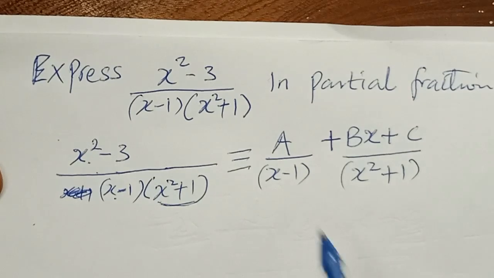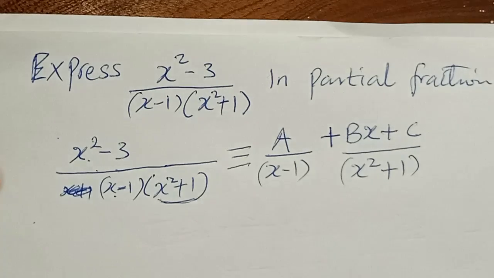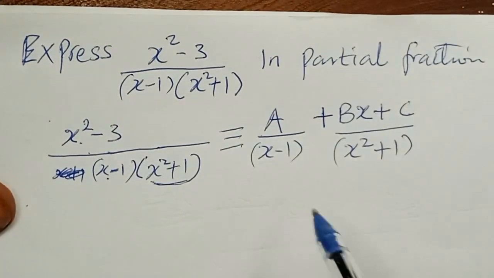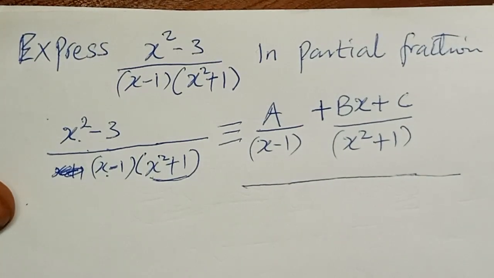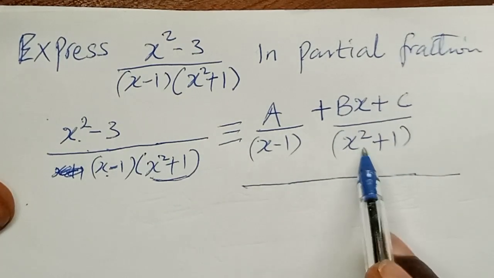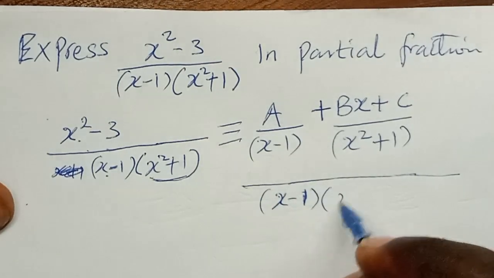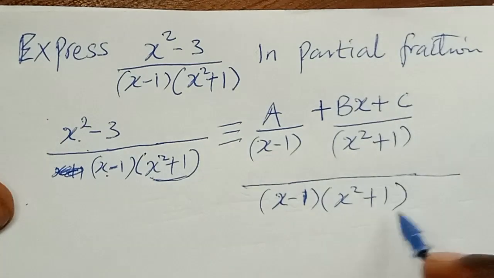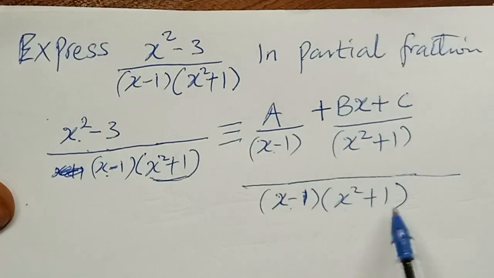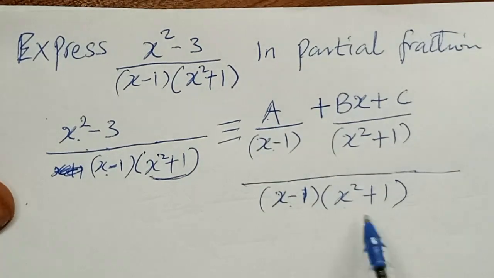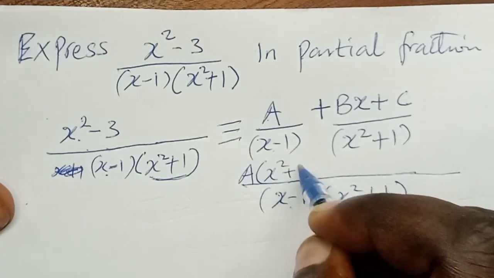So we have three different constants here, A, B, and C, and we need to look for the values of A, B, and C. But first, we need to express these in a simple form by looking for the LCM of these two denominators, which is (x minus 1)(x squared plus 1). Then this x minus 1 is going to take off this x minus 1. We are going to be left with x squared plus 1. Therefore, we are going to say A into (x squared plus 1).